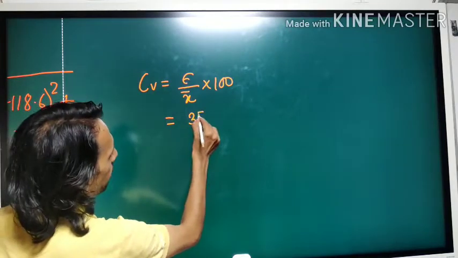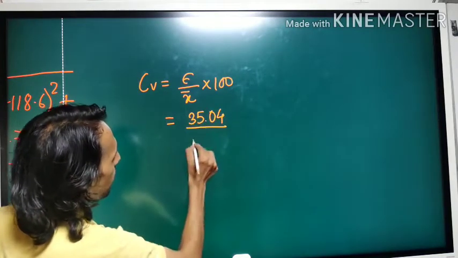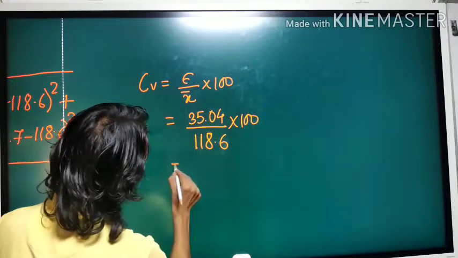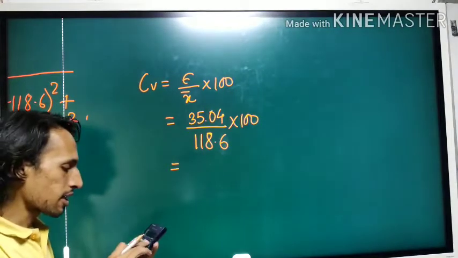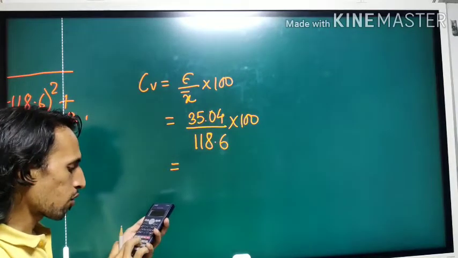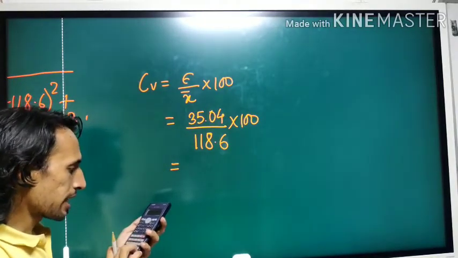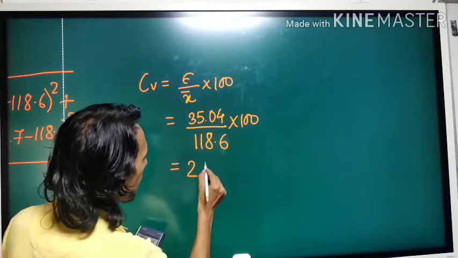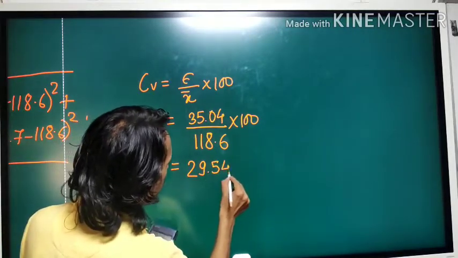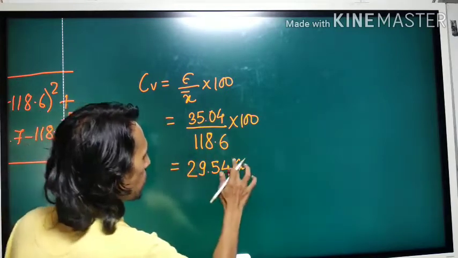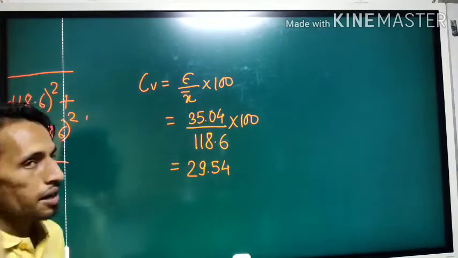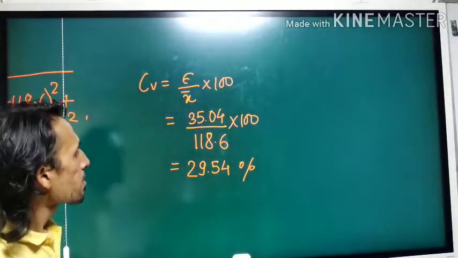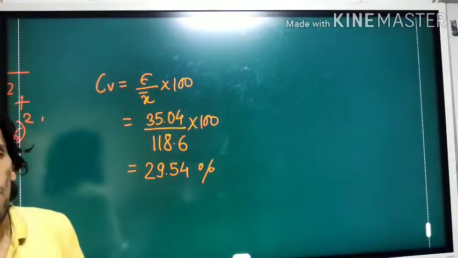Sigma was 35.04. X bar we already calculated, 118.6, into 100. So let's calculate this value. So 35.04 divided by 118 multiplied by 100, so it comes out to be 29.54. Sorry, CV is in terms of percentage. Okay, it does not have any unit. So this is the value of CV.